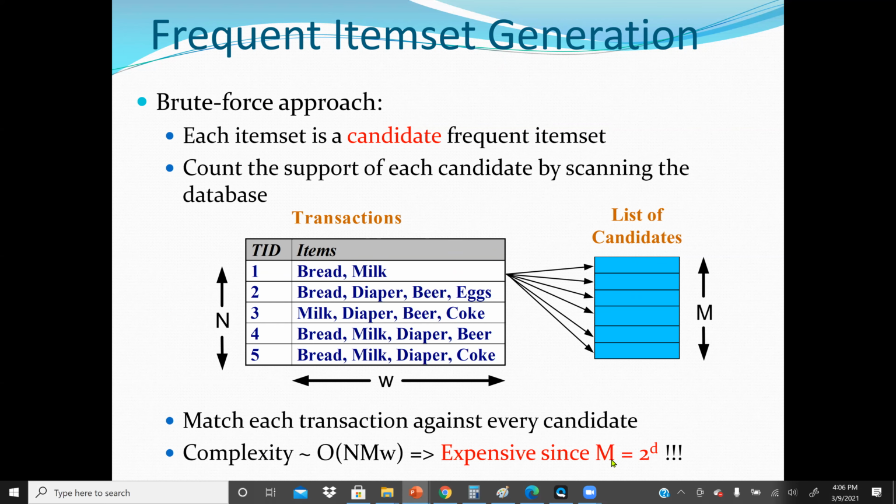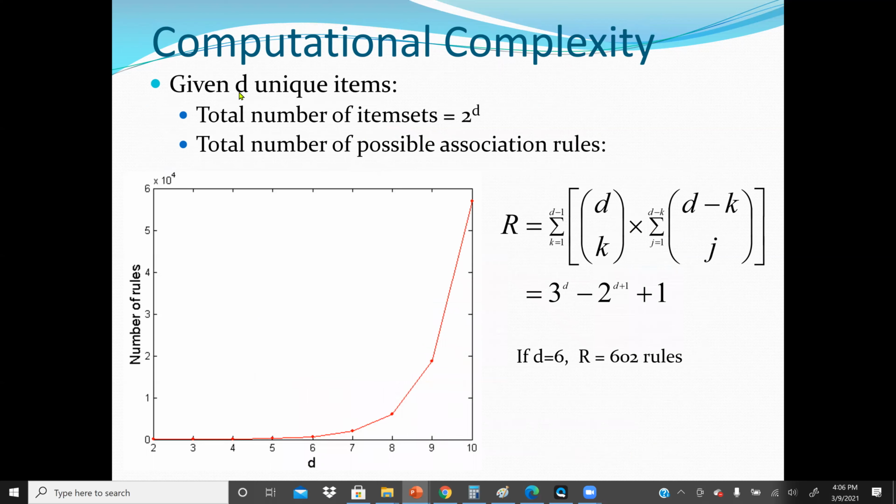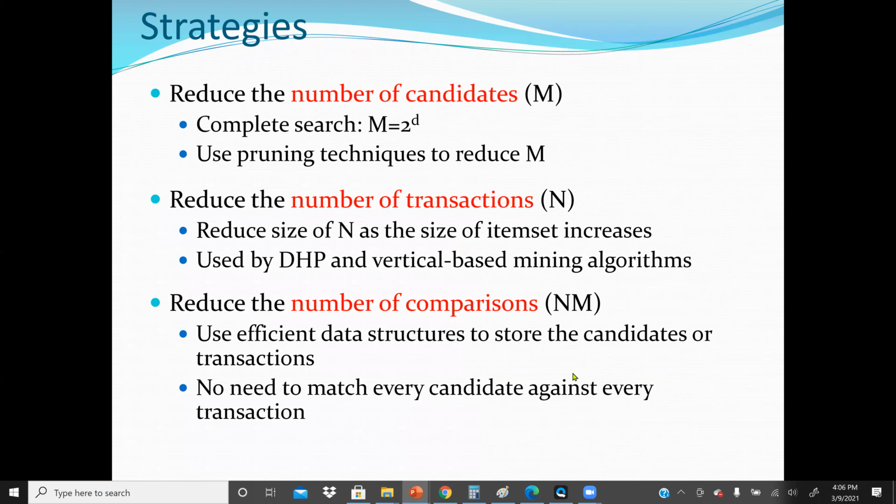So, the possible rules we can generate. Given D unique items, the total number of item sets will be 2 to the power D. Then the total number of possible association rules will be 3 to the power D minus 2 to the power D plus 1, plus 1. For example, if D is 6, which means we have 6 unique items, then the possible rules we are going to generate will be 602 rules, which was our example that we saw with the 5 transactions. The number of items, again, is 6.